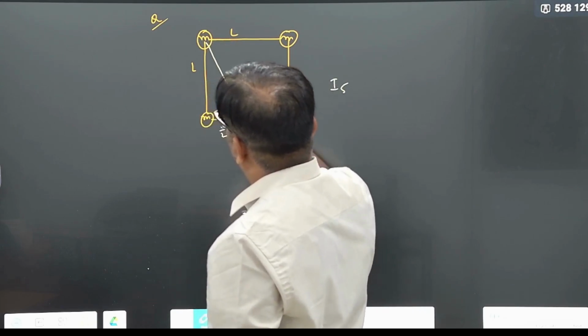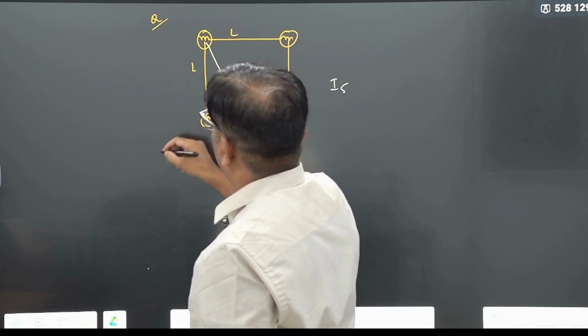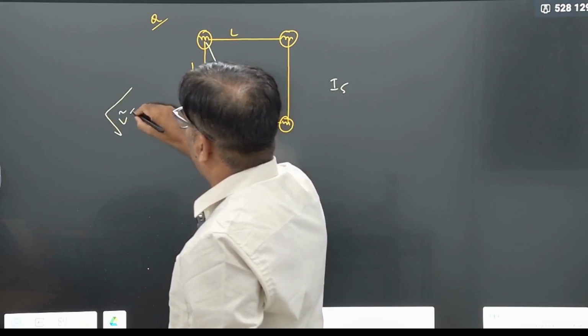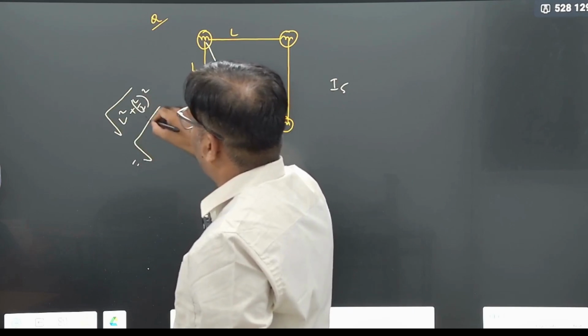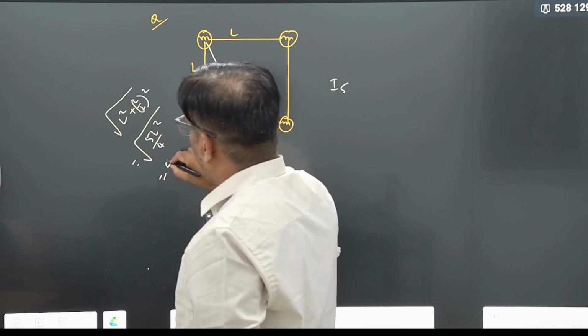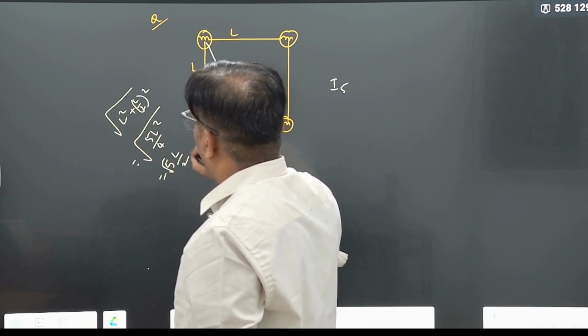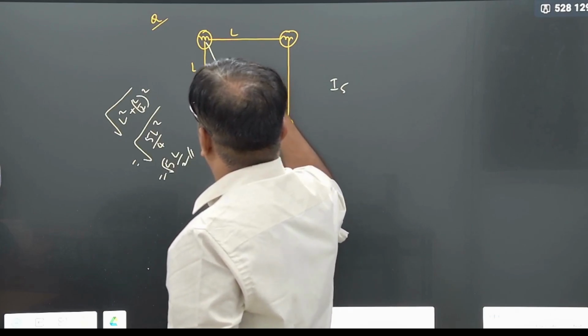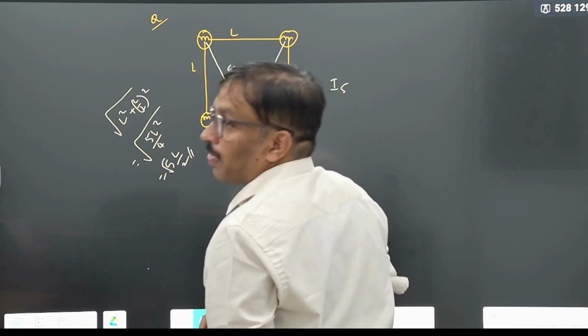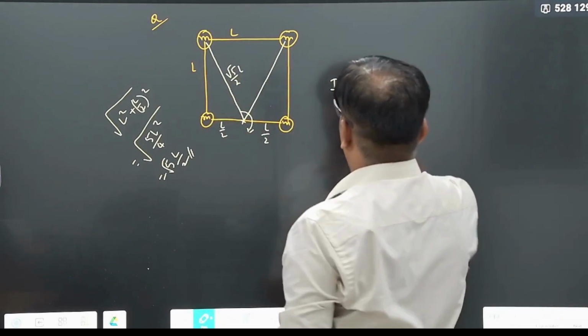So what is this distance now? This distance is nothing but, like Pythagoras theorem, you can write down. Therefore root of L square plus L by 2 whole square. So what you will get it now? L square plus L square by 4, that is 5L square by 4. That means root 5 into L by 2. This also it will be the same. So therefore this I5 you can write down.